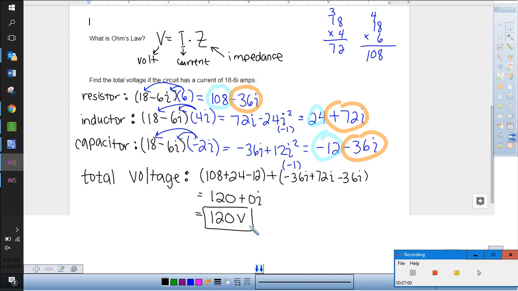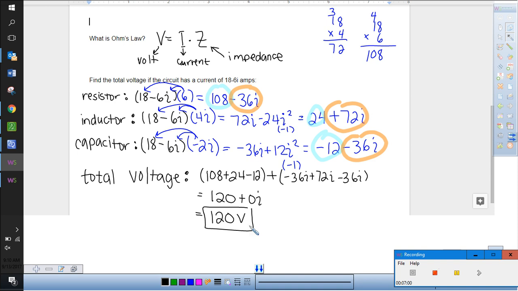120 volts does match our AC power source. Do not try to just write this as a final answer. You need to show how you get to these values, because if it's a circuit for a different country, the voltage may not be 120.